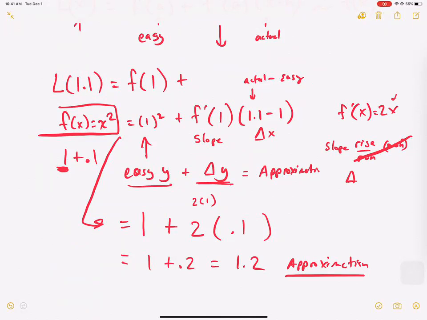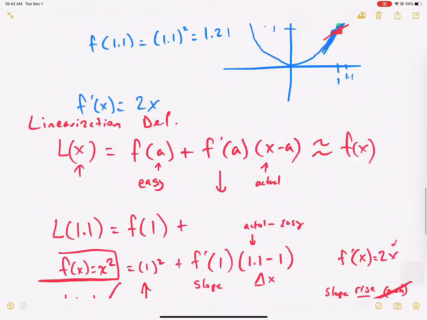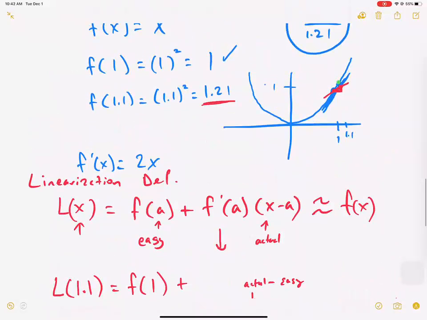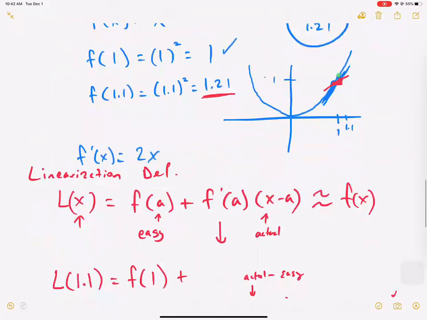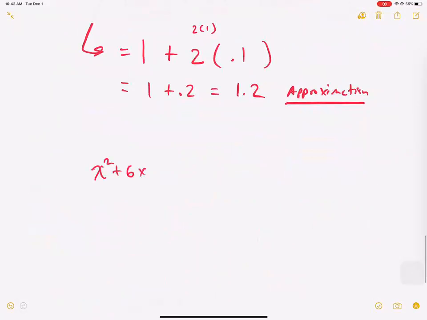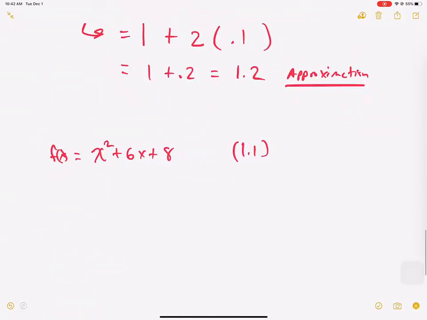Now, I want to ask you this. Is our approximation pretty darn close to our actual value? Close enough, right? And you might say, Mr. Ko, why couldn't we just multiply 1.1 times 1.1? Sure. But what if this equation was bigger? What if I wrote instead x squared plus 6x plus 8 at 1.1? This would be a little bit more work, wouldn't it? So let's actually use this example real quick and see where that takes us.